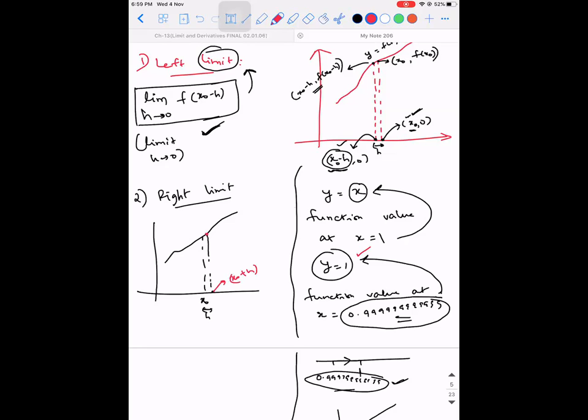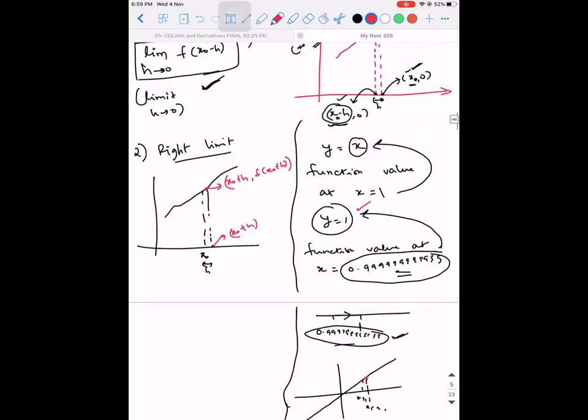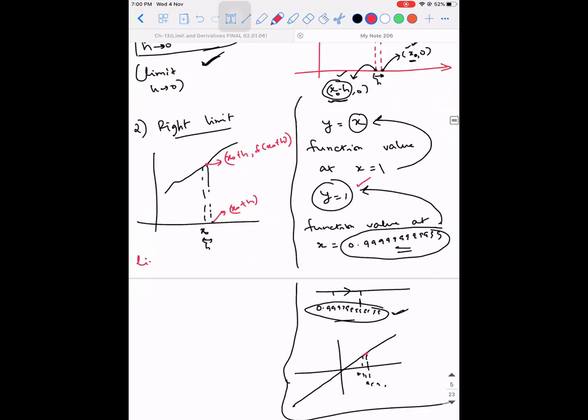So what will be the point on the graph? X naught plus h comma f of x naught plus h. Similarly, you tell me what will be the right limit. Limit h tends to 0, f of x naught plus h. That's it. So these are the so-called formulae for us to check the limits.